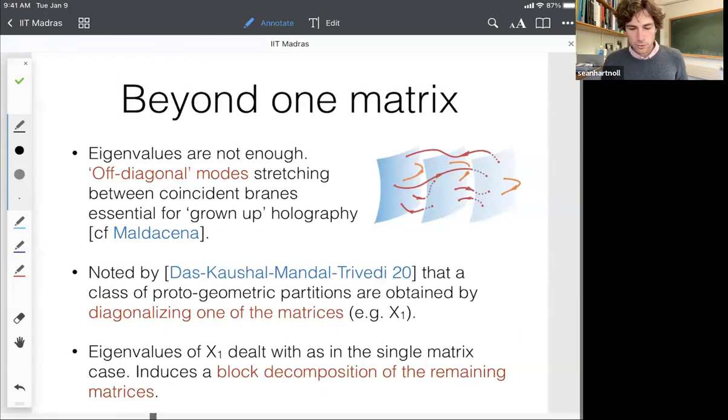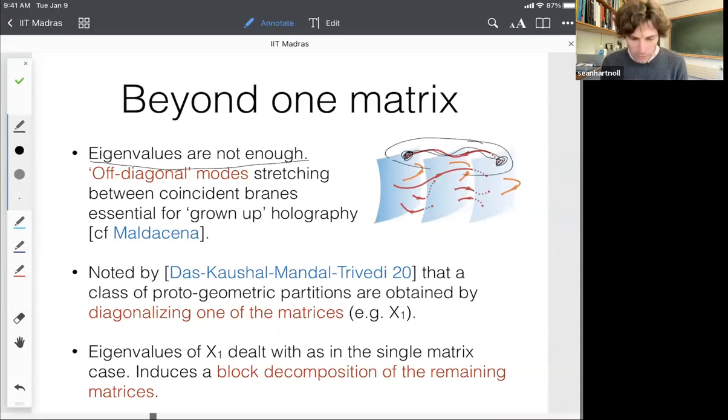All right. So now, however, eigenvalues are really not enough. In more mature, sophisticated models of holography, the eigenvalues are like branes. There are also strings that stretch between the branes. For example, in the original AdS/CFT, you take these D3 branes and you put them on top of each other to make a stack, right? And when you do that, these off-diagonal modes that connect branes are also very, very important. And so we have to understand how to deal with those.